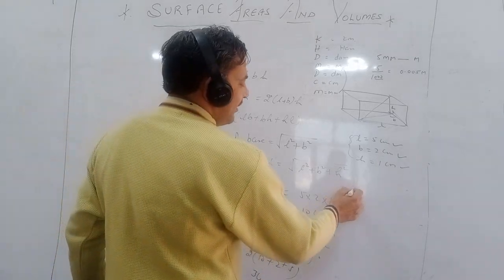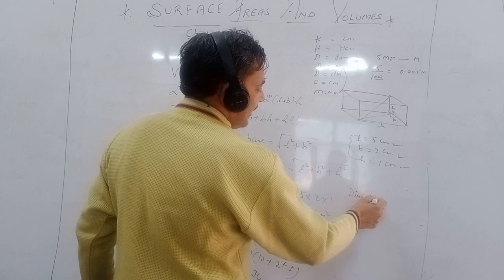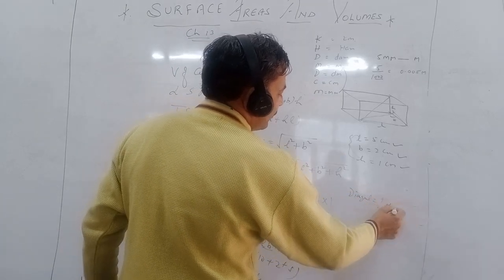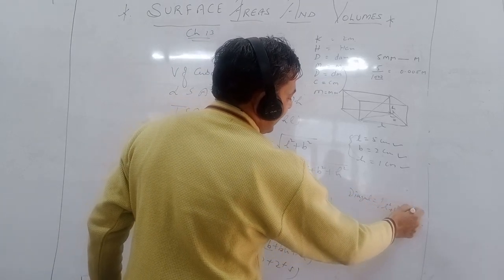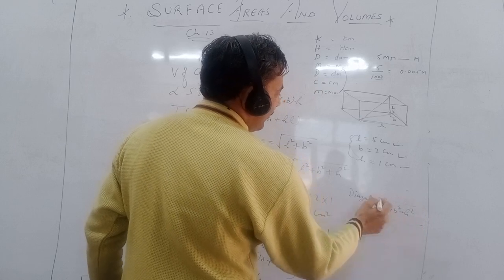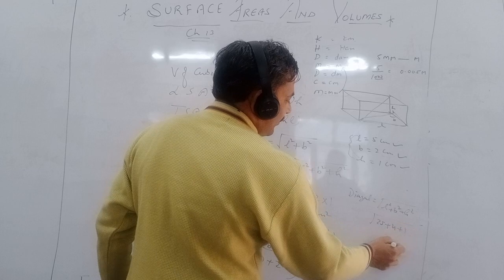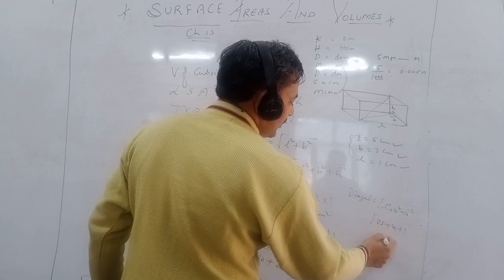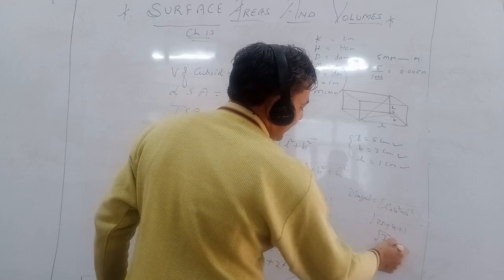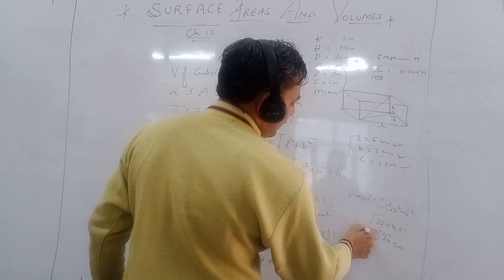Next, the diagonal. Diagonal is equal to root of L square plus B square plus H square. Now putting the values here: 5 square 25, 2 square 4, 1 square 1. So root 30 centimeter is the diagonal.